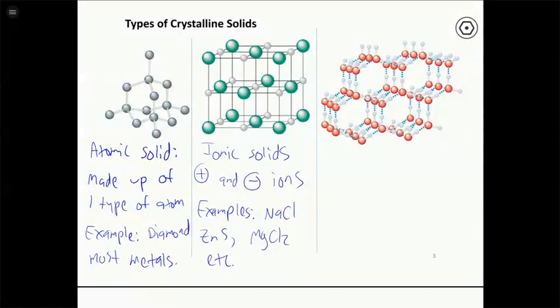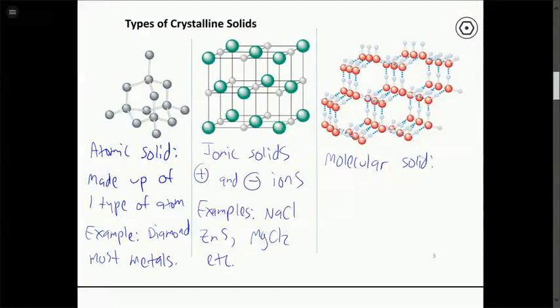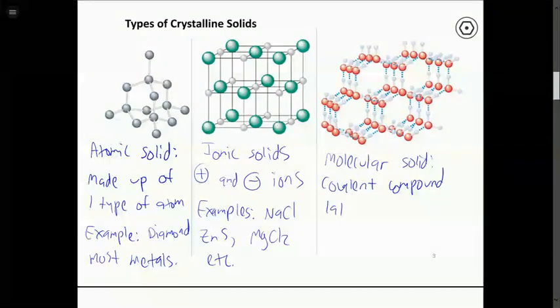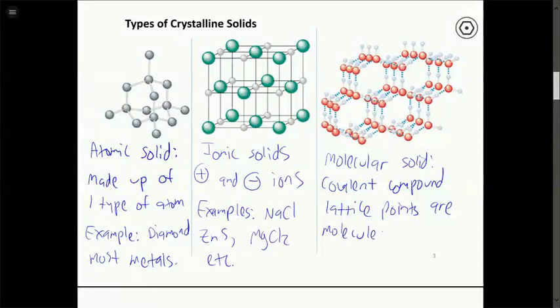Now the last type that I'll introduce are called molecular solids. So this is going to be a solid that's a covalent compound. So it's made up of discrete molecules, and those are going to be the lattice points. So the lattice points are individual molecules in this case. Those are the points that repeat throughout space to make the crystal. And those molecules are going to be held together by intermolecular forces.